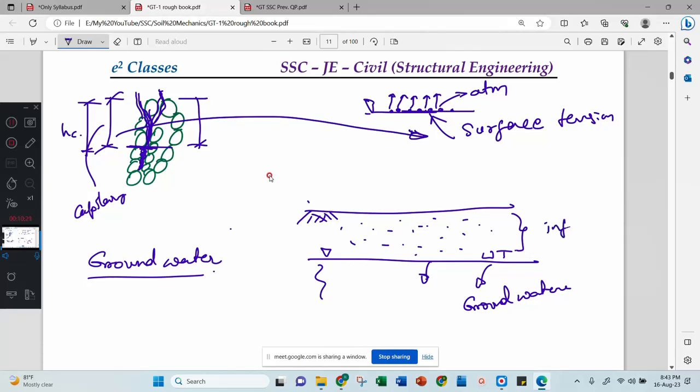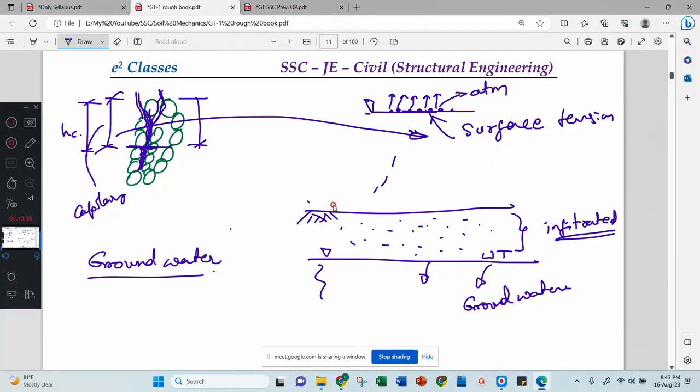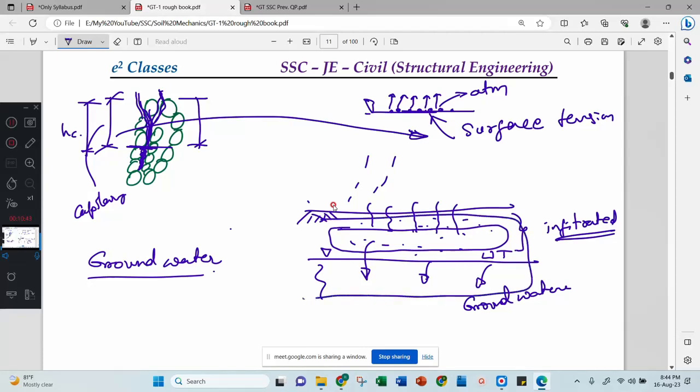Infiltrated water. Next water is infiltrated water. When there is a huge rain, then at that time the water will be penetrating through the soil, and it may reach the water table or it may be retained in the upper part of the soil, but all this water is called infiltrated water. Infiltrated water may become groundwater or it may be held in the soil, right?